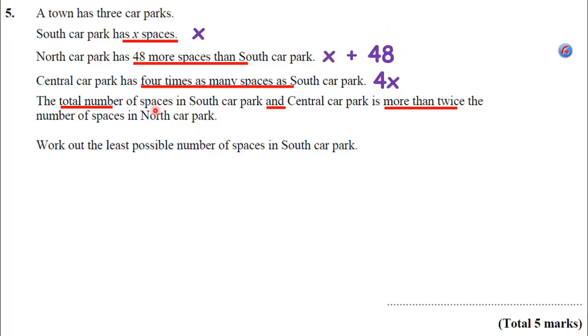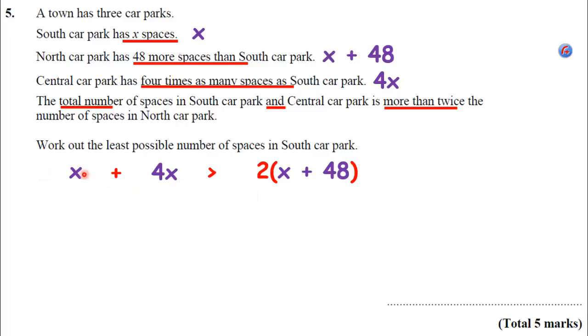So let's put this together. The total number of spaces in the south car park and the central car park is 4X, is more than, so I'm going to use the greater than symbol, twice, so that's 2 times the number of spaces in the north car park, X plus 48. So 2 times X plus 48. It's really straightforward when you see, but you need to read the question very, very carefully and take your time doing it.